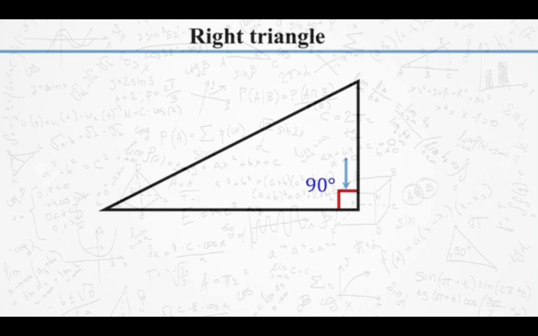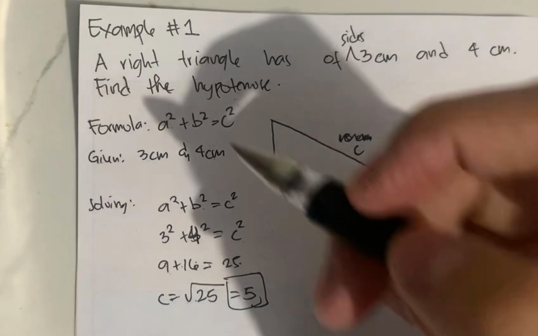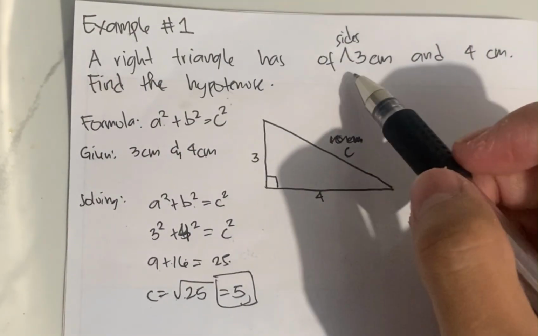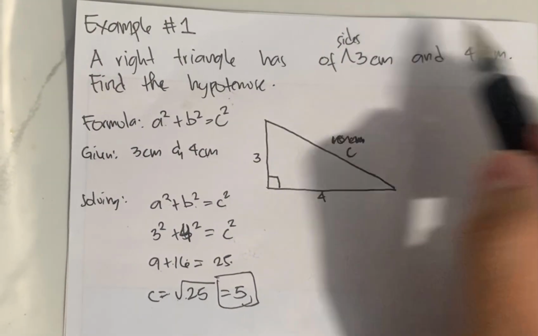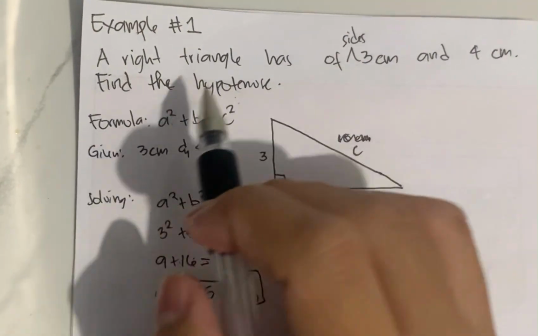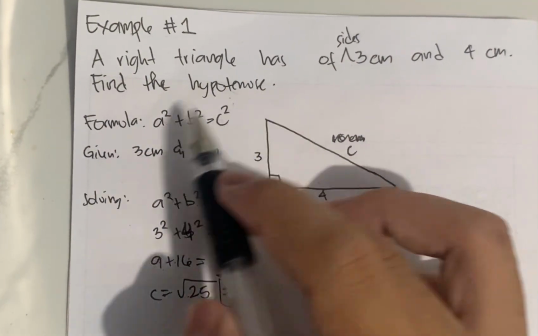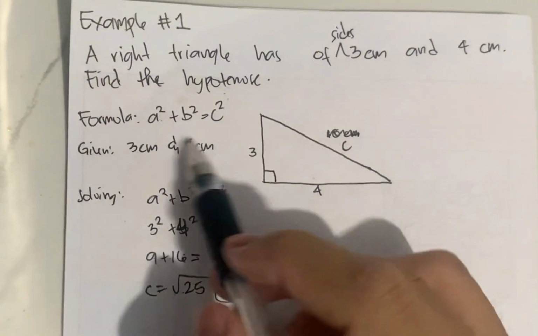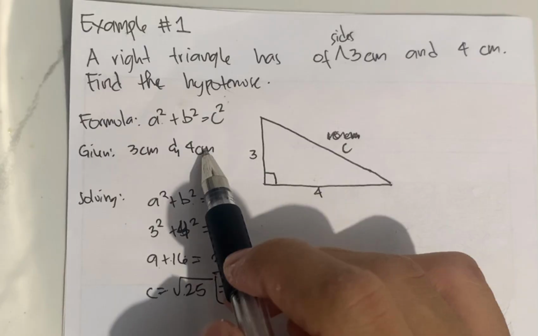And let's go on to examples. So we have example number 1. A right triangle has sides of 3 cm and 4 cm. Find the hypotenuse. So in this situation, we use the formula of the Pythagorean theorem, which is a squared plus b squared equals c squared. And we have given 3 cm and 4 cm.